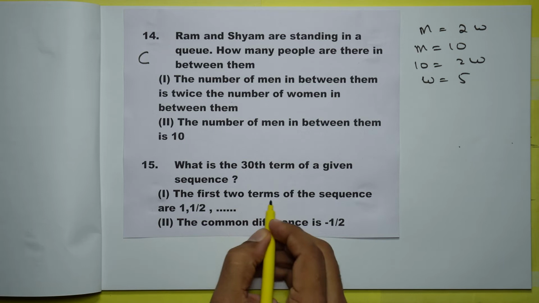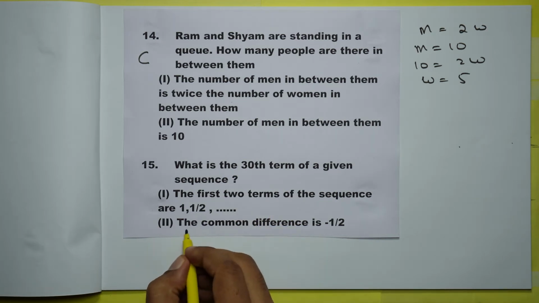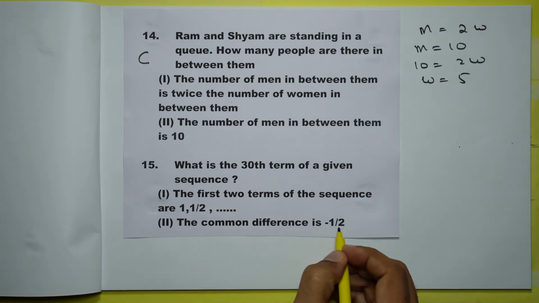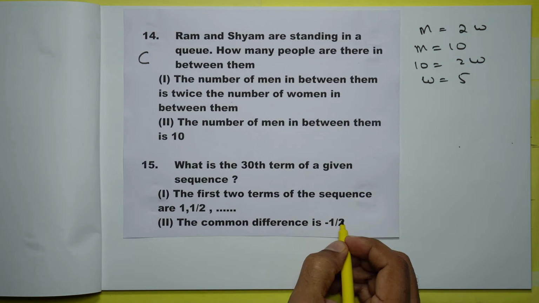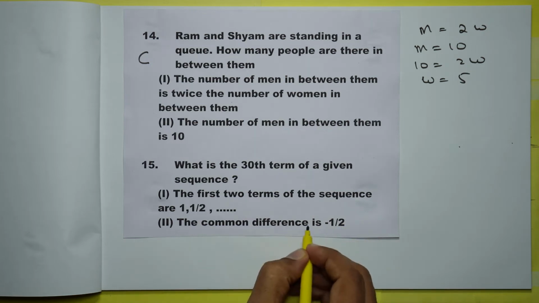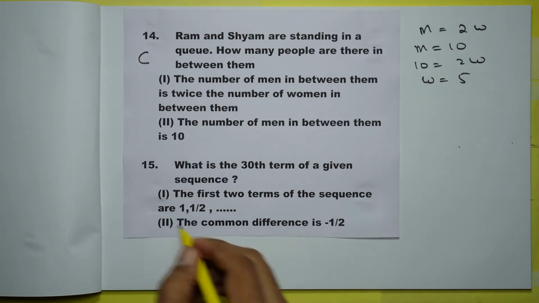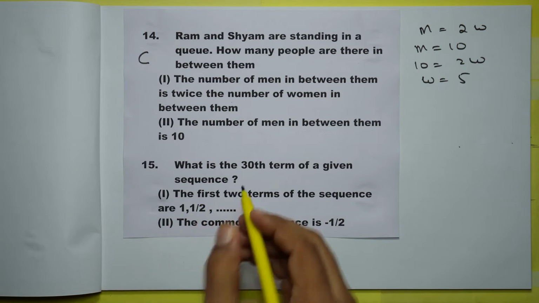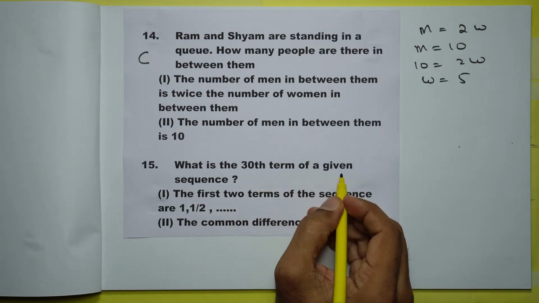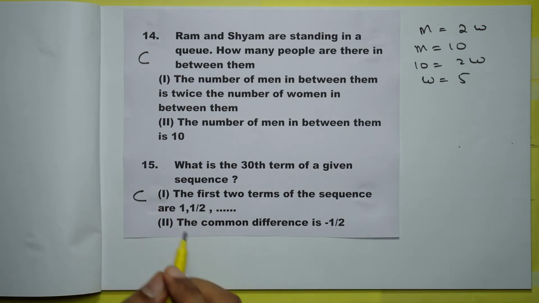So first statement alone is not sufficient. Maybe AP, maybe GP. Second statement says the common difference is negative half. Now common difference is applicable only for APs. So from the second statement you will know it is an arithmetic progression. And we also know the common difference and the first term also. So with both the statements you will get the exact value of the 30th term. So both the statements are necessary. Hence C is the right answer.